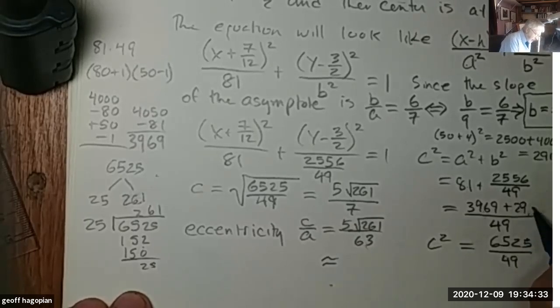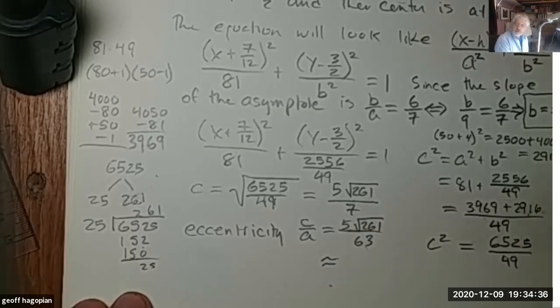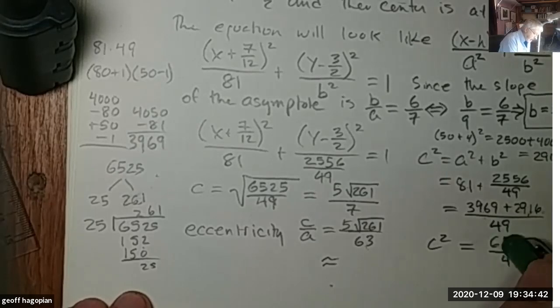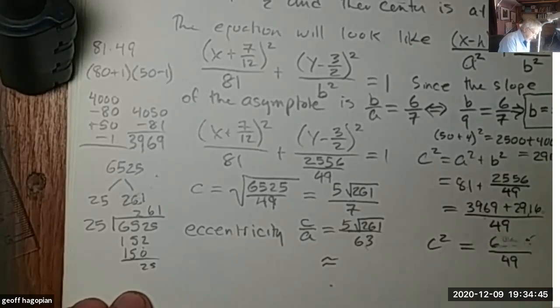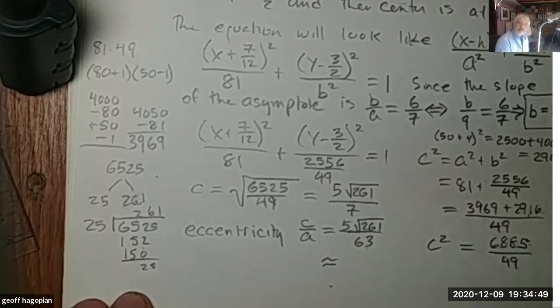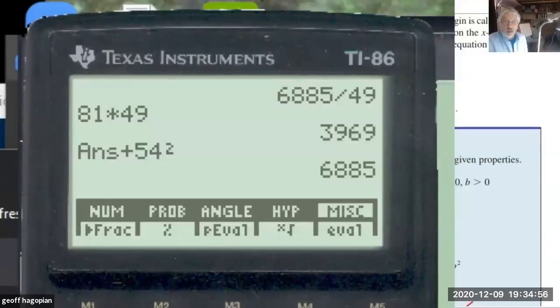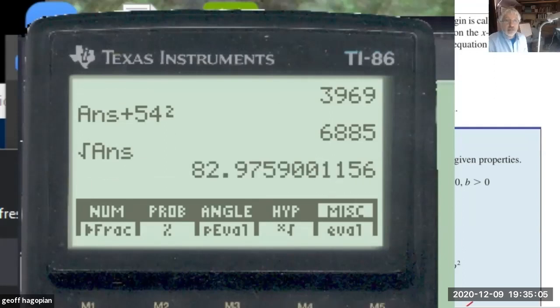One of these days I'll figure out how to do arithmetic, right? So 2916. And so when I add that to this, I get 6885. I suppose that's a perfect square. So we could go to our calculator and ask, give me the square root of that last answer. Yeah, see, that's not a perfect square.